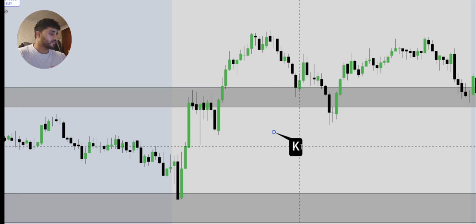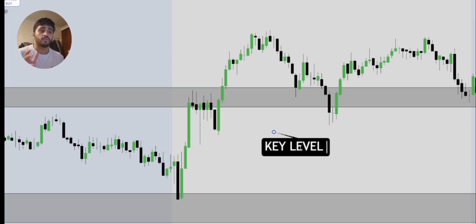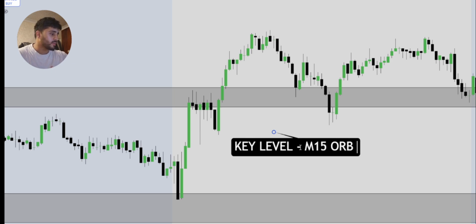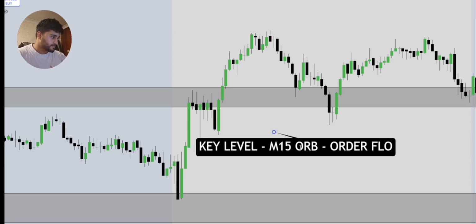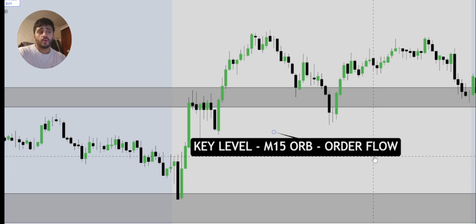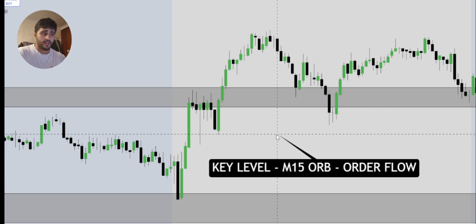This is the most important thing. I know I've spoken a lot about key levels, but you need to be able to hone in where your key level actually is. Once you have your key level, you then want to focus on your 15-minute opening range breakout. And the only reason you take a breakout is because you have an order flow confirmation. You need to know who is aggressive and who is trapped in this entire region.